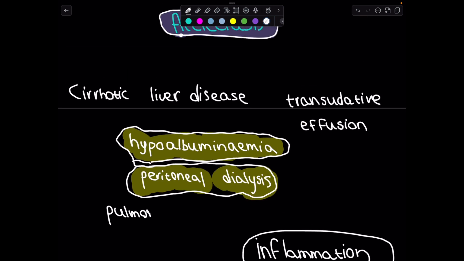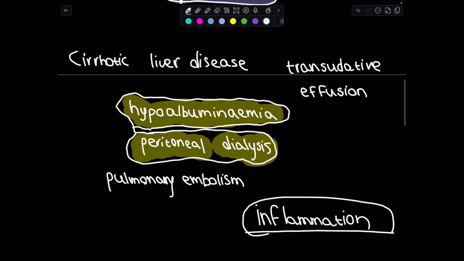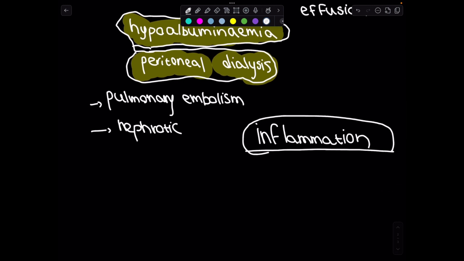Yep, exactly. Inflammation is the key driver in exudative pleural effusions, causing blood vessels to become leaky, letting thick, protein-rich fluid with cells like pus or debris. Why does inflammation make the vessels leaky? Inflammation makes vessels leaky because it triggers the release of chemicals, like cytokines and histamines, that widen gaps between endothelial cells and blood vessel walls.